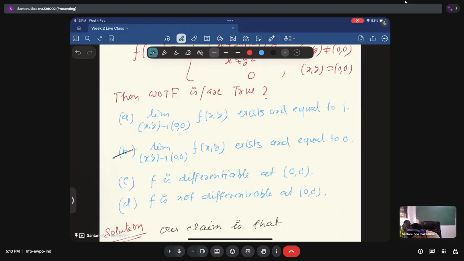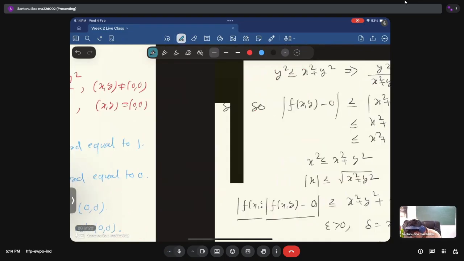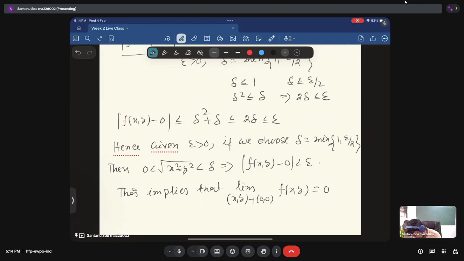Now, since this is an MSQ type question, we have to check all the other options because this is not an MCQ. If it were an MCQ, then if one option is correct, you could just tick that option. But since this is an MSQ, we have to check the other options like C and D, because A cannot hold since the limit is 0 only. So now we have to check the differentiability.